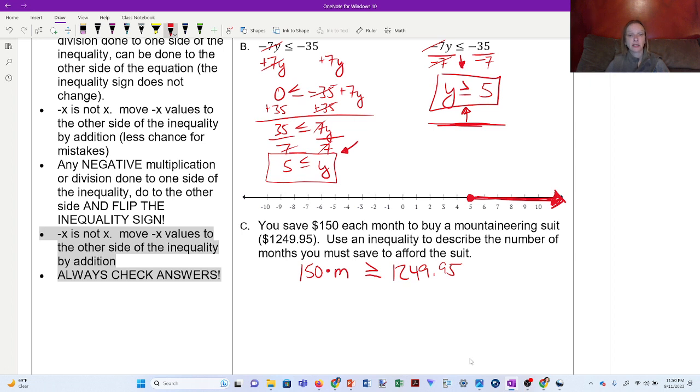So how do I go about solving this inequality? To get m all by itself, m is being multiplied right now by the 150, so I want to divide the 150 away, and I'm left with m is greater than or equal to 8.333333. I don't get paid every third of a month or every quarter of a month. I get paid monthly. So if I'm trying to answer how many months I have to wait to buy this suit, I would have to wait 9 months.